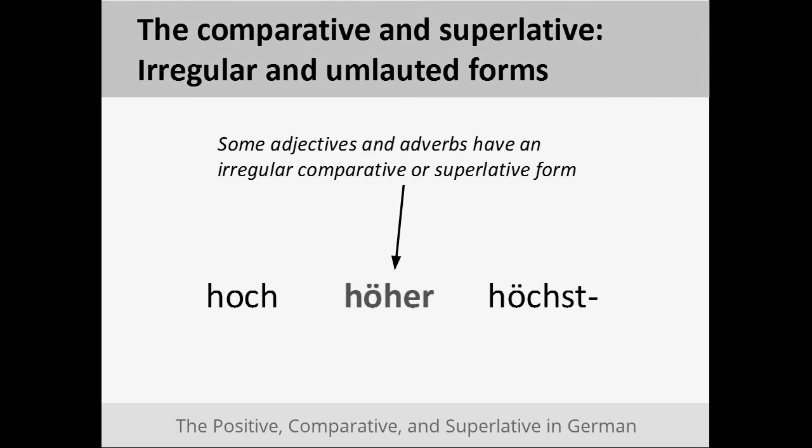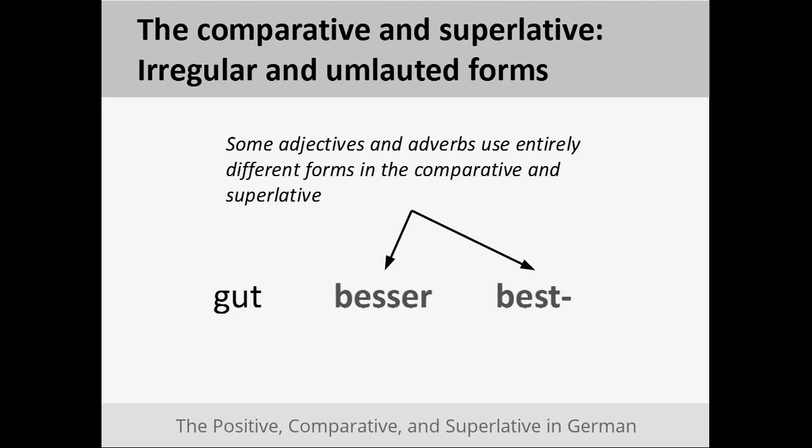Other adjectives and adverbs have totally different comparative and superlative forms, such as the adjective gut, meaning good in English. And, as in English, the comparative besser and the superlative best look nothing like their positive form. Adjectives and adverbs that have irregular or completely different forms in the comparative and superlative simply need to be memorized. You can find a list of these adjectives and adverbs in your textbook or after conducting a web search.